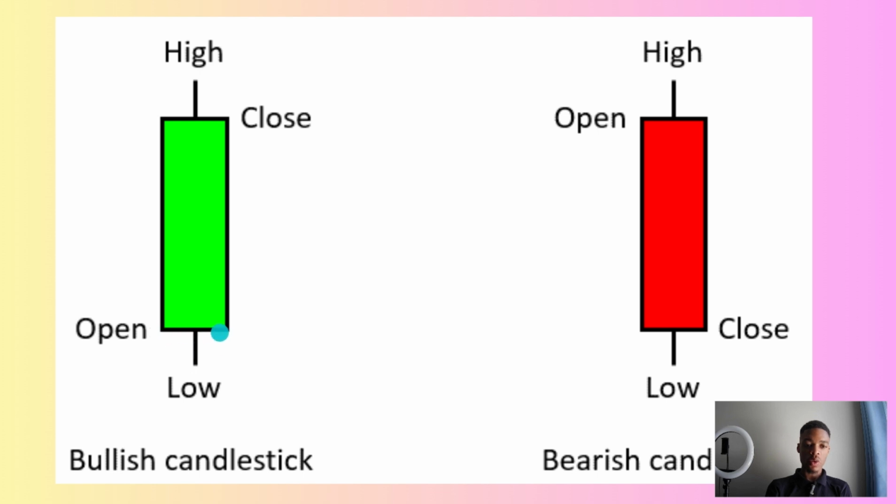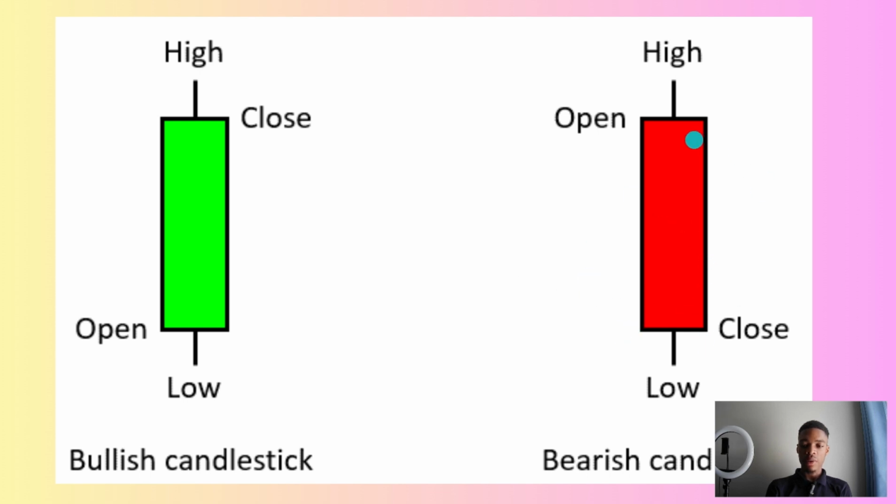Right here represents the opening price, so this is the opening price of the currency pair for that specific period in time. So essentially what the body of the candle tells us is the amount of volume, right? Now right here represents where price closed for that specific period in time, and this top wick here represents the highest point at which price went for that specific period in time.